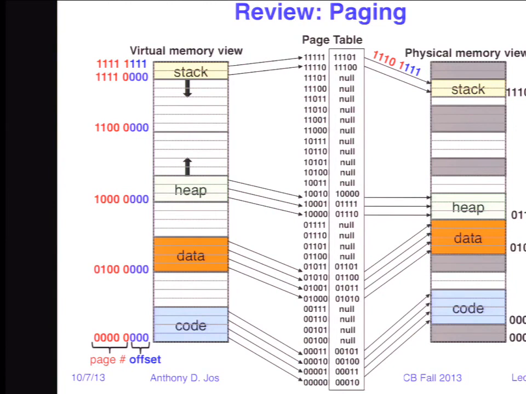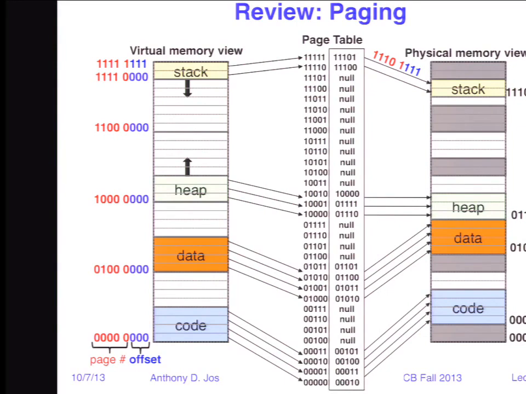So all of our allocation is done as a page. You can't allocate less than a page. If you want to allocate more than a page, then you just simply allocate multiple physical pages. So our allocation now is very, very simple.